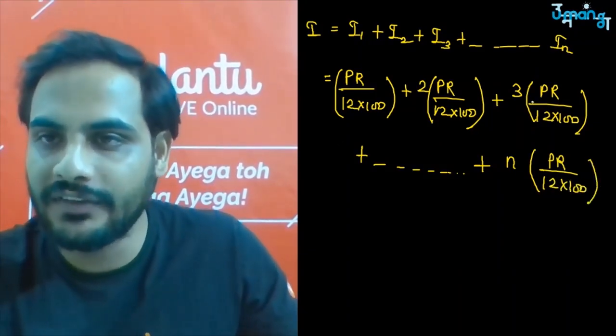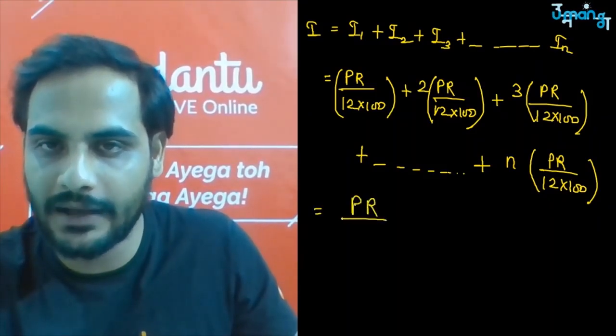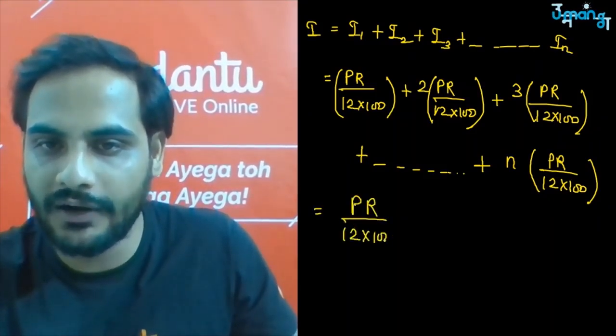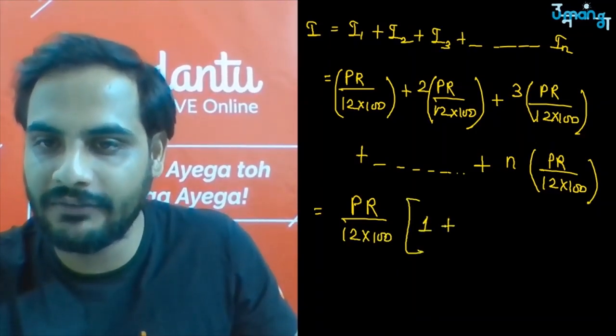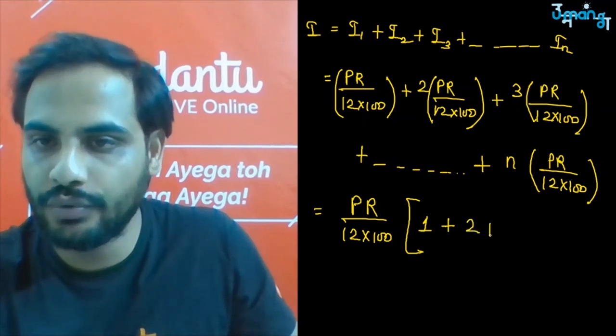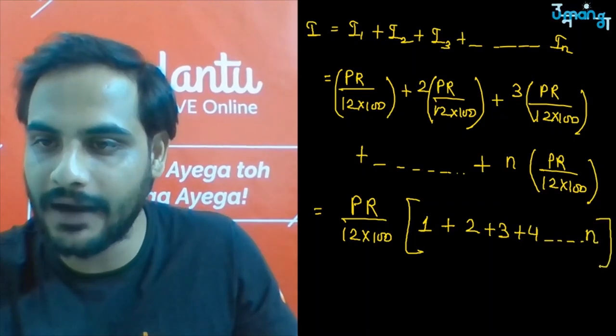Correct. Now you can see all the terms contain this PR upon 12 into 100. So let us take this PR by 12 into 100 common. So from the first part everything is taken common. So we'll be left with 1 as common. Here 2, then 3, then 4 and so on up to the last part n.